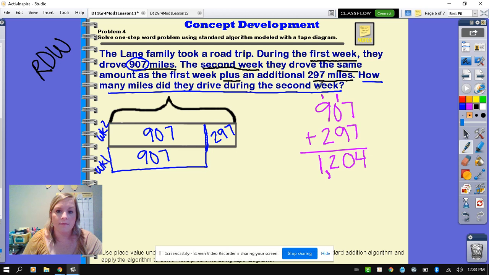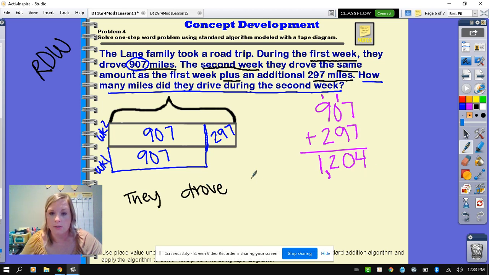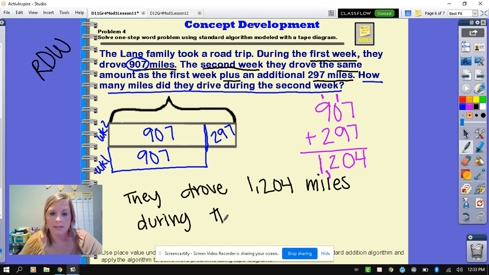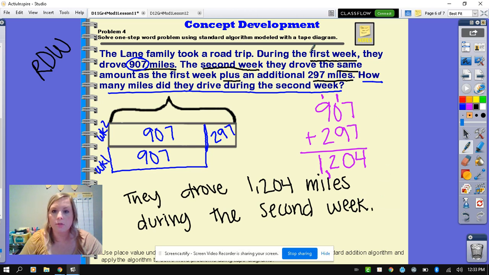How many miles did they drive during the second week? Well, we would answer, they drove 1,204 miles during the second week. This is important for you to double check what the question was asking, but then also making sure that your teacher knows exactly what you're answering.